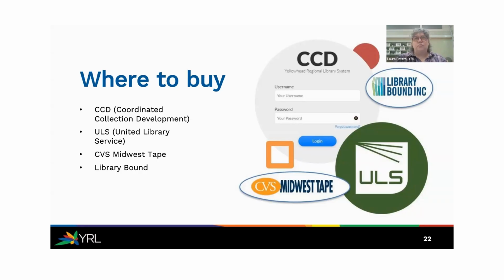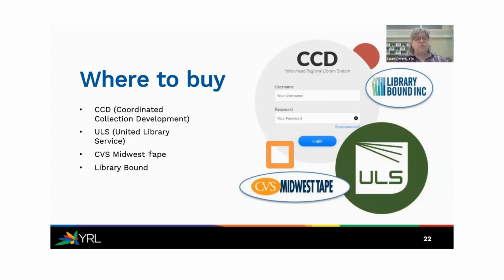So music CDs, audiobooks, theirs are a little bit different, the audiobooks, in that they come in a hard plastic case so that it can really take the abuse of highly circulated items instead of the little cardboard boxes that they usually come in, like from ULS, for example. So you might get them for slightly less money at ULS because, of course, they're in the original packaging, but at CVS Midwest Tape, a little bit more expensive, but then you get them in a really robust case.